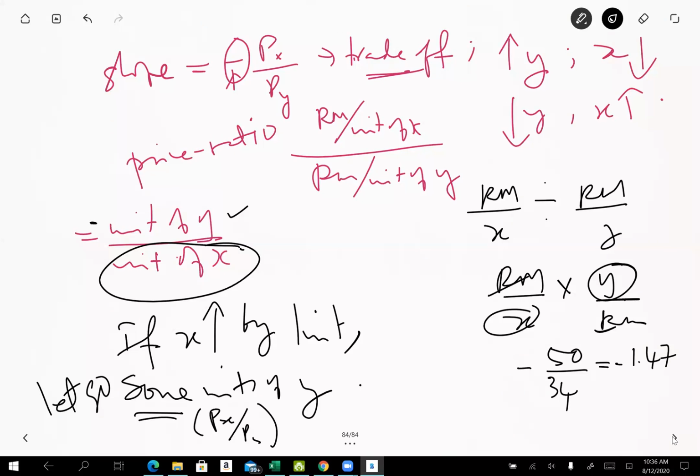So what does it mean? It means that if I want to increase X, if I want to consume 1 more unit of X, then I have to let go some units of Y. If you look at that example, then I have to sacrifice or let go 1.47 of Y. So that is the trade-off. I want to increase X by 1 unit, I have to let go 1.47 of Y. Okay. So that is the price ratio, or we also call it sometimes the relative price.